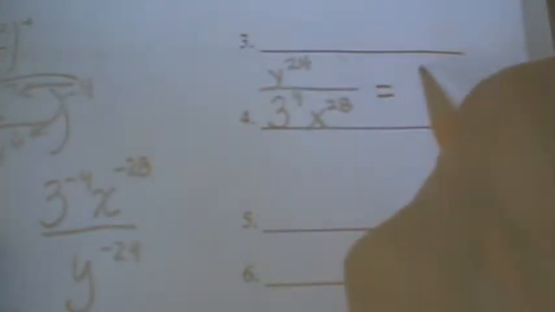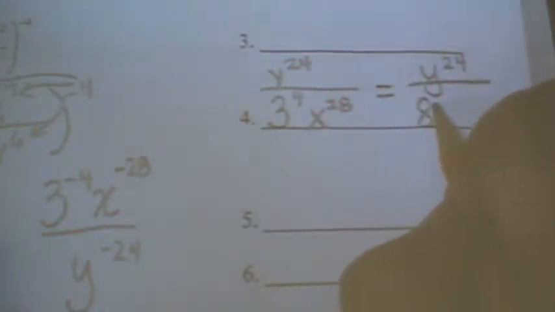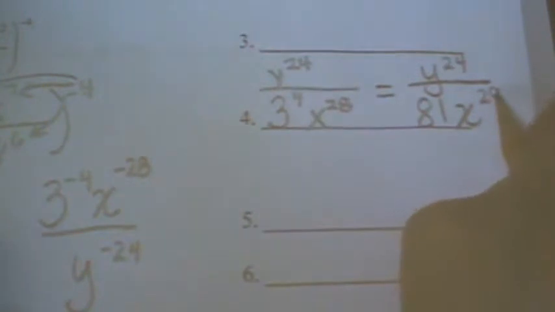Y to the negative 24th is going to come up on top, and x to the negative 28th is going to go on the bottom. Change the exponents. Now, there's one better answer. What is 3 to the 4th? 81. Yay, 81.